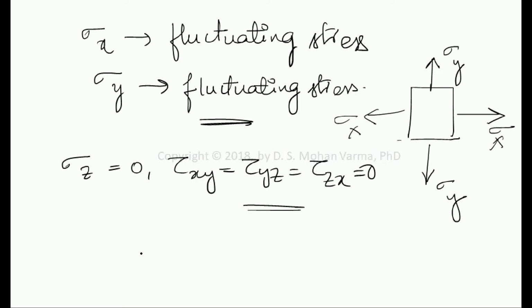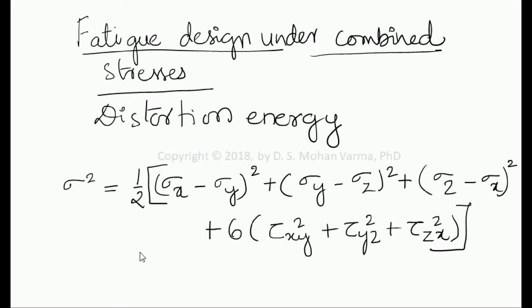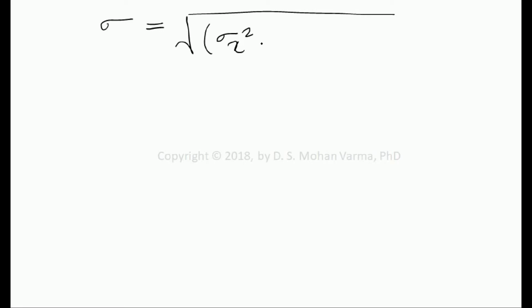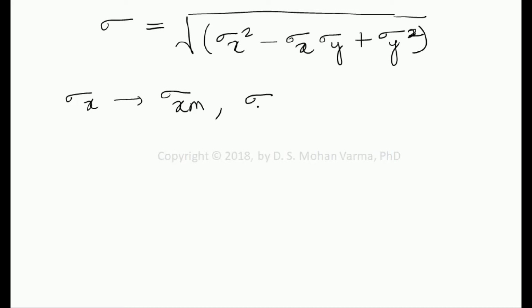If you substitute these values in the earlier equation, we get sigma equals square root of sigma x square minus sigma x sigma y plus sigma y square. So you use this relationship. Sigma x has sigma x mean and sigma x a, which is the alternating or variable component. Sigma y also has sigma y mean and sigma y a, the amplitude of the variable stress.